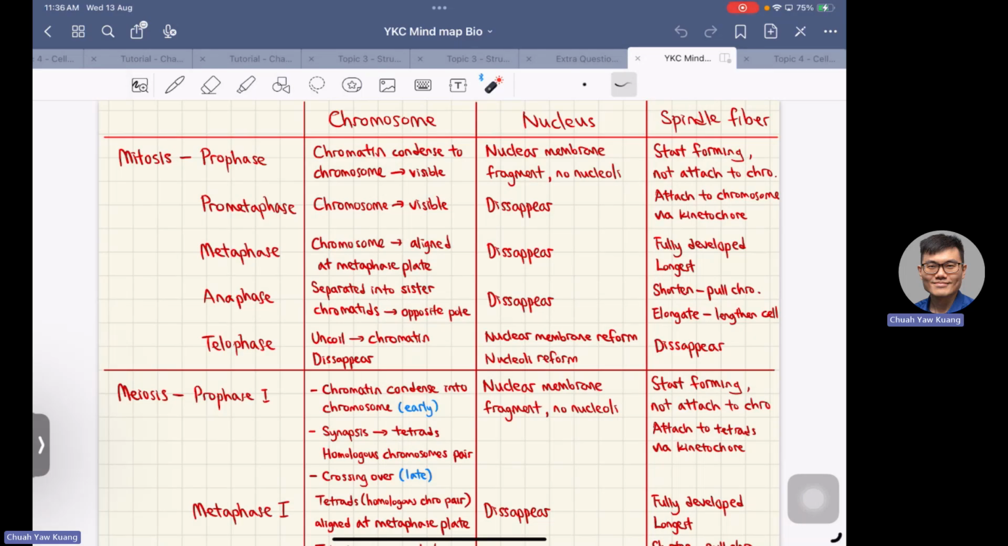Okay, and later I will mention about the key also. What are the key? Because sometimes they will ask you to compare, for example, anaphase 1 and anaphase 2. Sometimes they will ask you to compare prophase and prophase 1. Sometimes they will ask you to compare prophase 1 and prophase 2. So all of these things you need to know what is the difference and what is the similar thing.